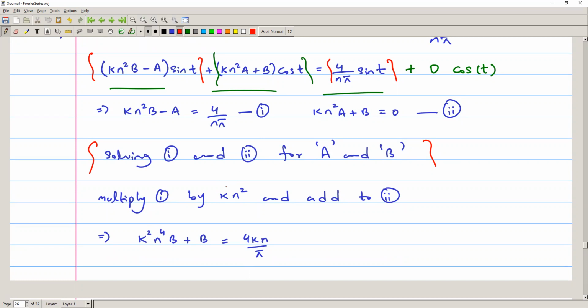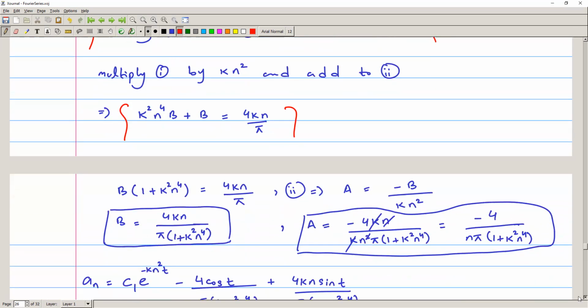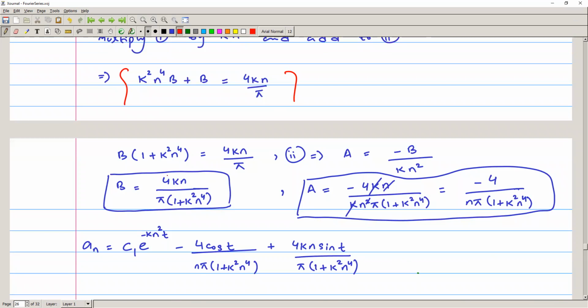So here we multiply equation 1 by k n squared and then add it to equation 2. So we get this form: k squared 4b plus b is equal to 4k n over pi. So from here we can find b. B is common, so 1 plus k squared 4 times b is equal to 4k n over pi. Then b is equal to this function, right? Then we'll substitute this in equation 2 to find a. So a is equal to this one.